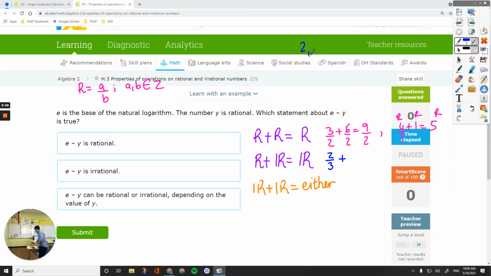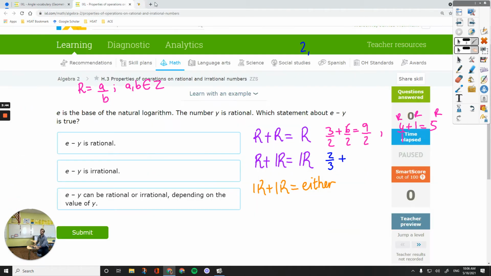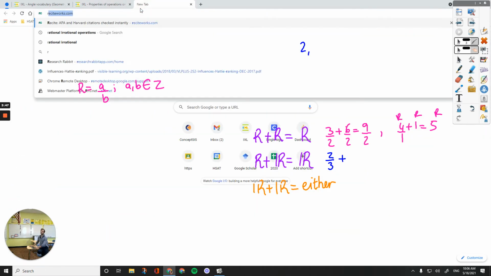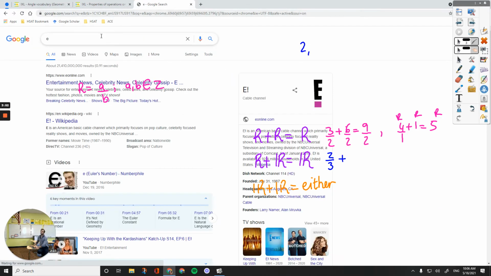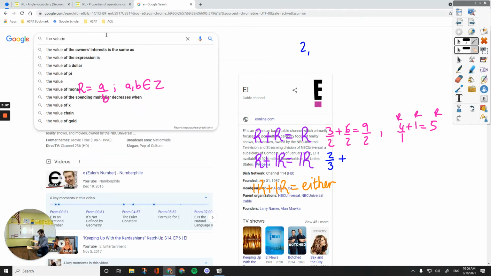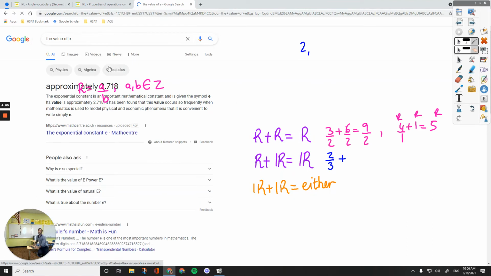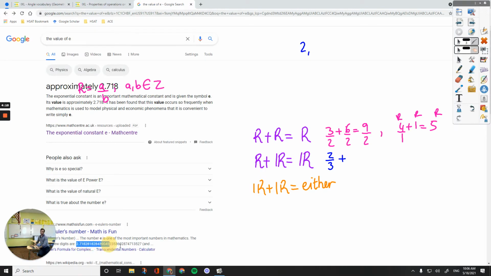Let's just look up what it is. It's the base of the natural logarithm. Just want to Google it. Let's see if it is going to show us the value. Okay, the value of E. Okay, 2.718, and it goes on forever. It doesn't stop. I just saw that over here. Okay, this is the number.